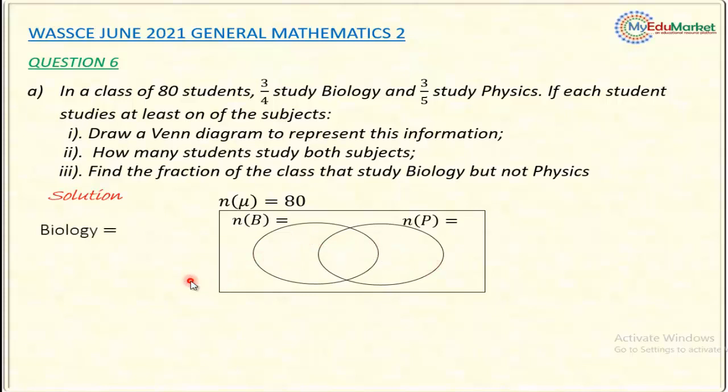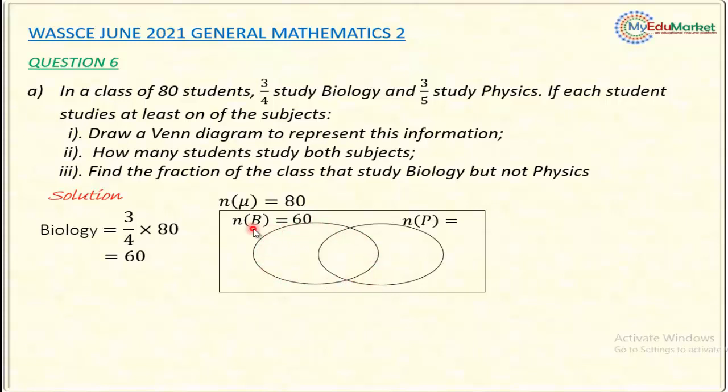But first I have to get how many study biology, because here it says 3/4 study biology. 3/4 of the total population of the class, which is 80. So the number of those that study biology will be 3/4, the fraction that study biology, times the total population of the class, which is 80. This gives answer 60. So this entire circle is going to be 60.